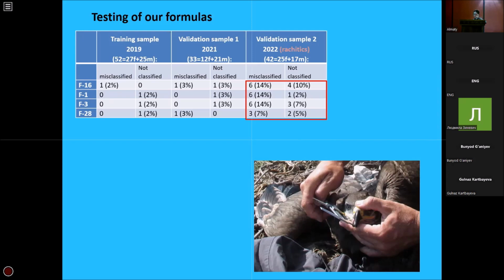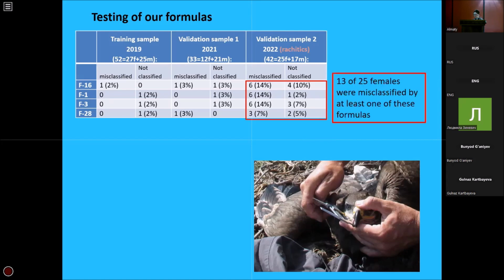And we tested all our many formulas on these test samples. But here I show just 4 most promising formulas. We can see how many mistakes each formula made for each sample. And all these formulas work pretty well with the training sample and with this test sample, but they make a lot of mistakes with these rachitics.